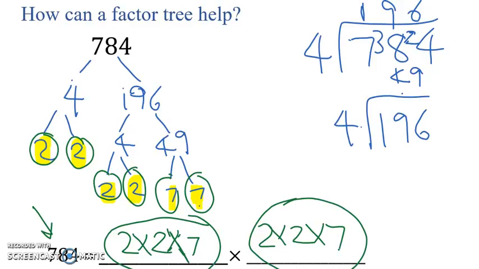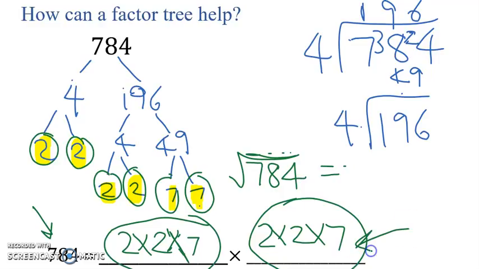So when we think of what is the square root of a number, so we're trying to square root 784, I think what number multiplied by itself gives me 784? Well, my factor trees help me to see that the number that I multiply by itself to get 784 is 2 times 2 times 7. Well, 2 2s are 4, and 4 7s are 28. So that is the square root of 784.